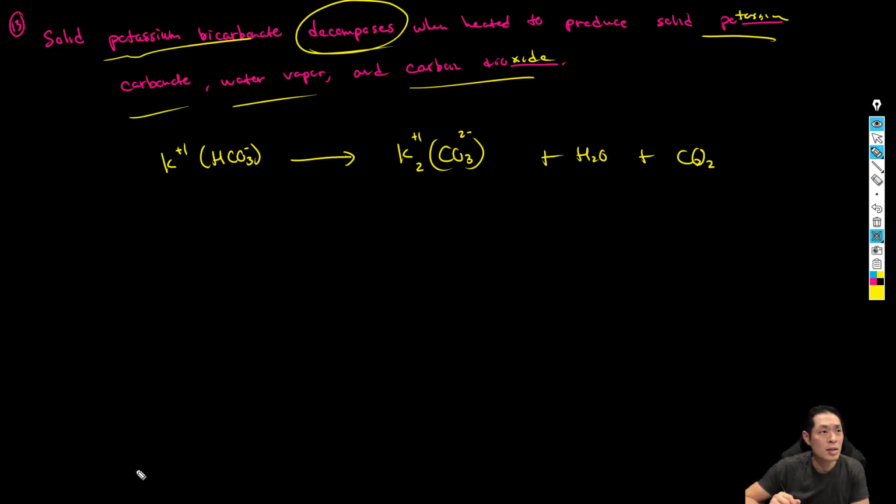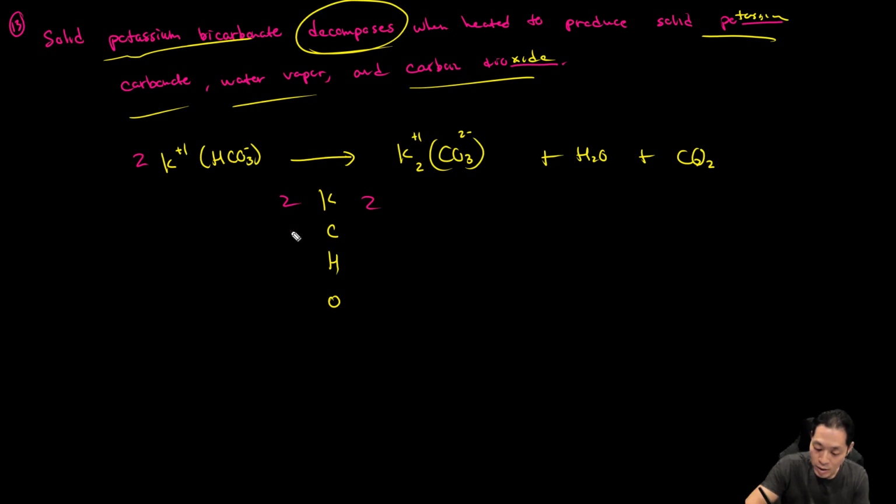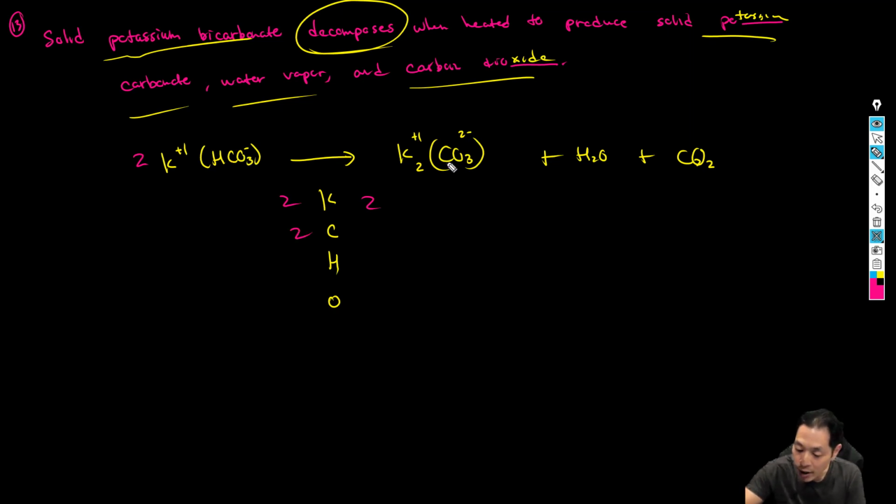So the order that I'm going to do is potassium, carbon, hydrogen, oxygen, and we're going to try to balance it out that way. Potassium, 1 and 2. Here I have 1, here I have 2, so I'm going to put a 2 here. So now it's balanced. Now I'm going to go with carbon. 2 times 1 is 2. Here I have 1, 2, so I'm balanced here.